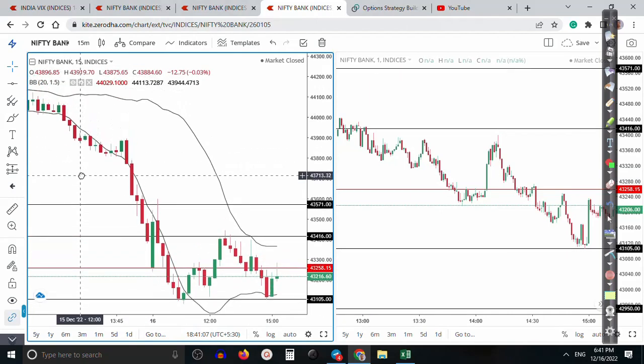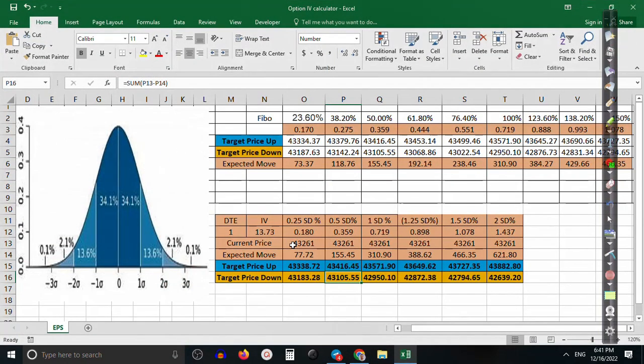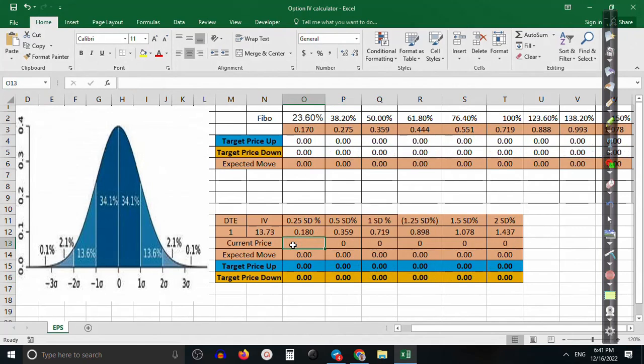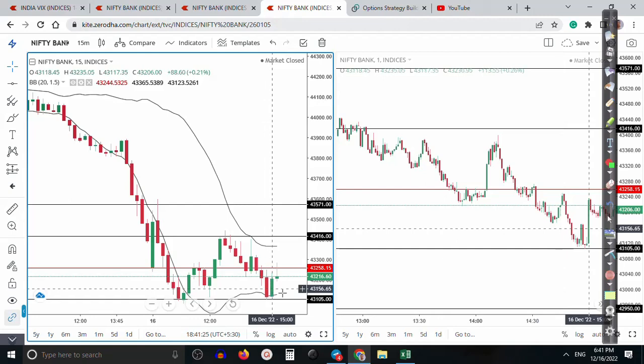Just a minute. In this candle, 43261. So let me use here 43261. Let me remove it again, 43261, and let me enter. Yeah, it's automatically detecting. So you can see that the lines are exactly here.